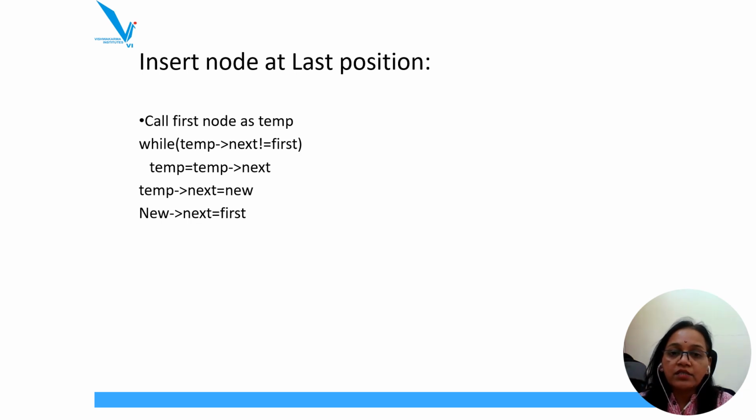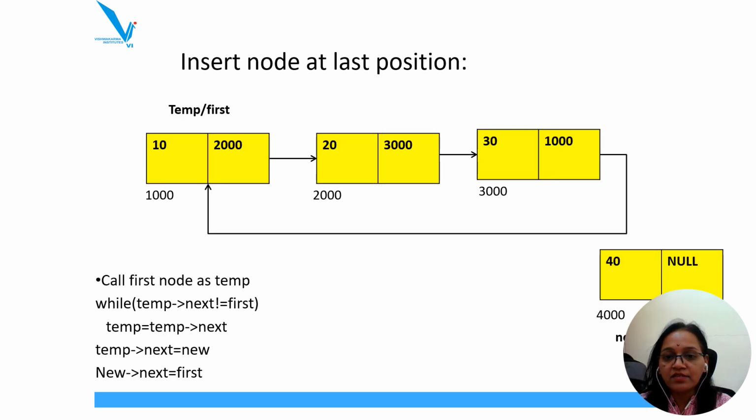Similarly, you can insert node at a last position. So for to insert at a last position, same thing you have to do. While temp of next is not equal to first, temp is equal to temp of next. Then उसके बाद temp of next is equal to new बोलना है और new of next को first बोलना है. That's it. Same logic है. See, यहाँ पे ऐड किया, यहाँ पे ऐड किया, same है.